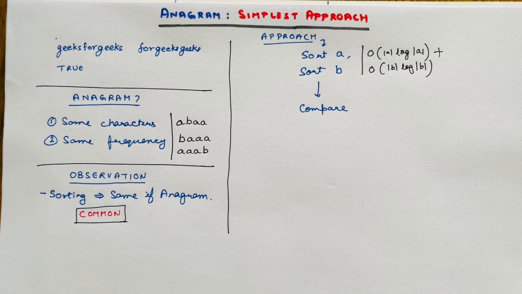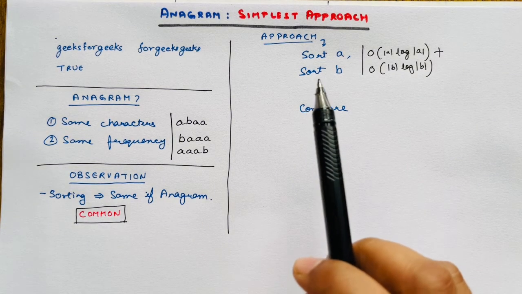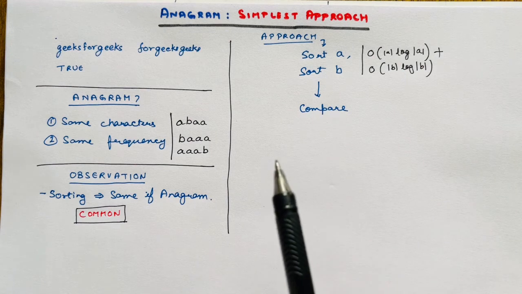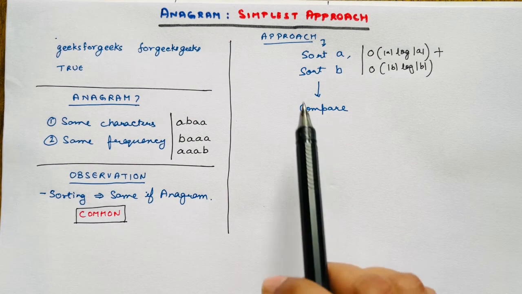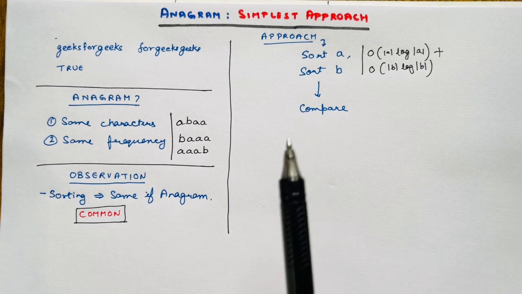Now with this observation, what will our approach look like? We'll first sort string A, then we'll sort string B, and then we'll compare them. If these two are same, then that means they were anagrams. If they are not, that means they were not anagrams.